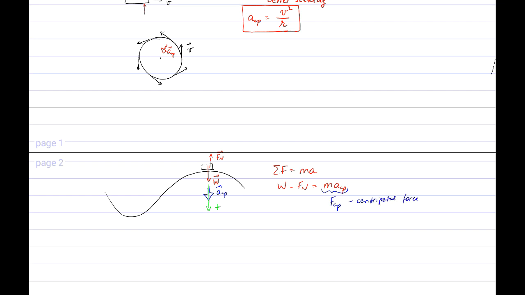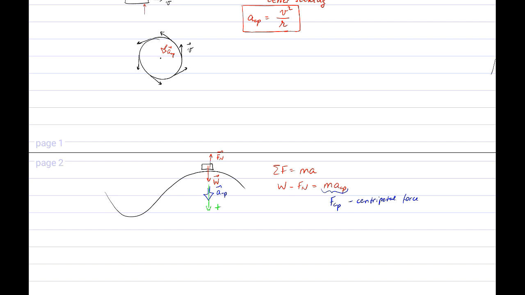But it's not really a force because it's not something we draw on a free body diagram. It is the net force that acts on an object, making that object go around on a circular path. So it's the mass times the net acceleration that we'll call the centripetal force.